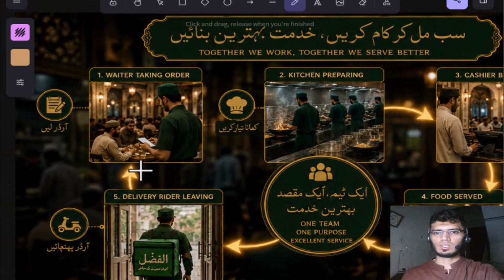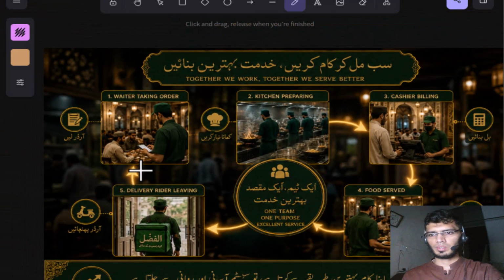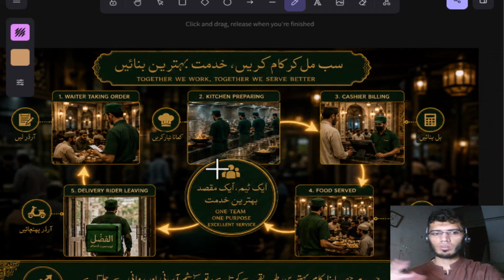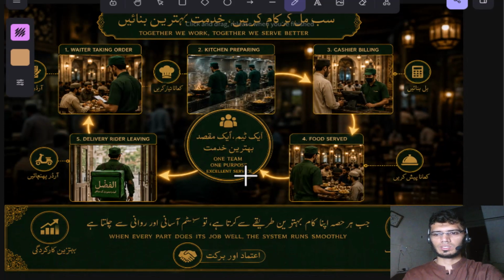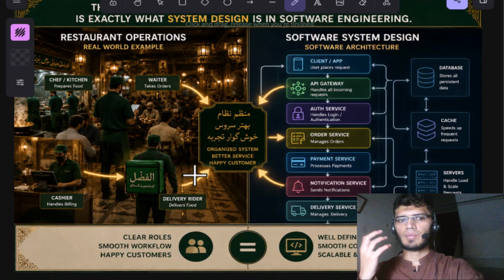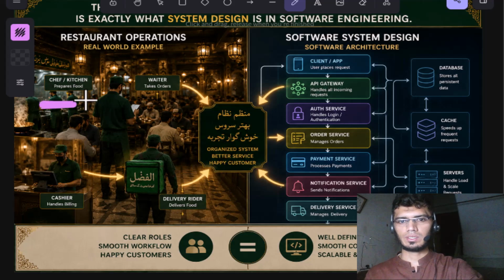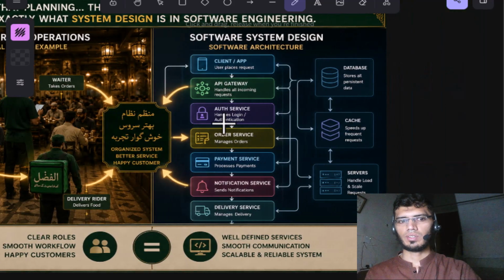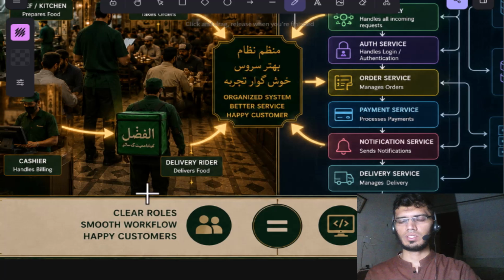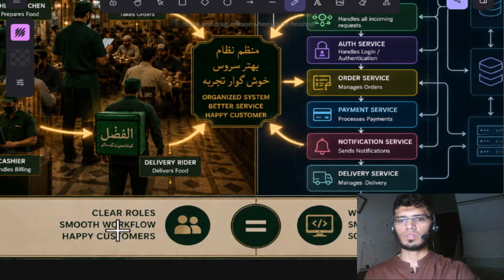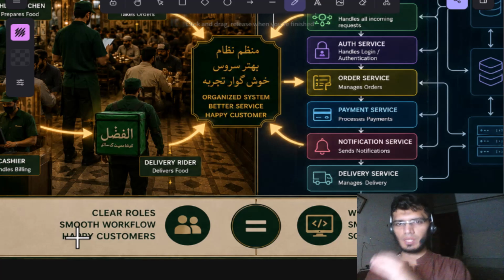For example, taking orders, preparing food, and cashing should all be synchronized so that the system can scale, the system can fulfill the needs, and the client should be happy. This planning, structure, and organization is exactly what system design is in software engineering. As in a real system, you have clear roles, smooth workflows, and it results in happy customers.